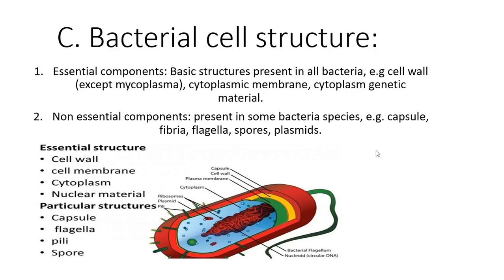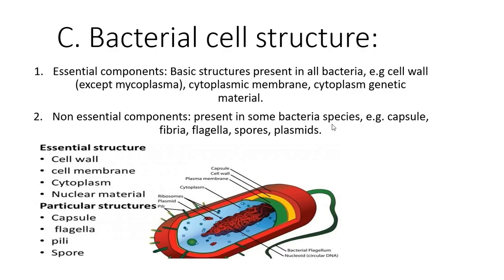We have the cytoplasmic membrane, which is below the cell wall, and also we have the cytoplasm that contains the ribosomes, and those are essential. And also the nucleoid, the genetic material, is found inside the cytoplasm.